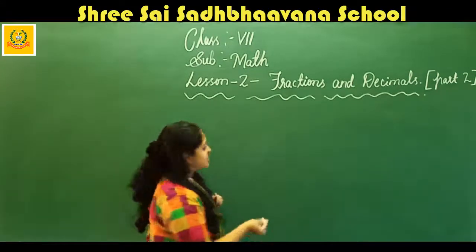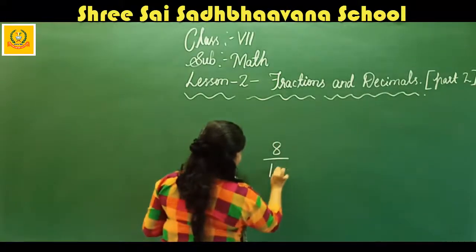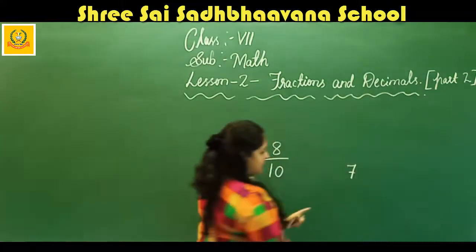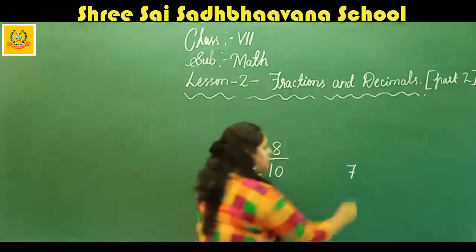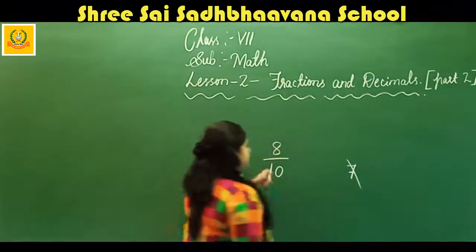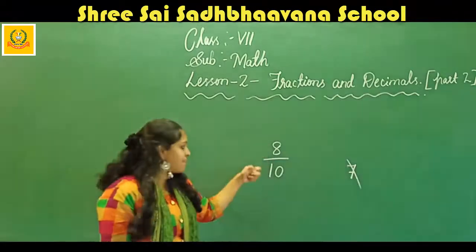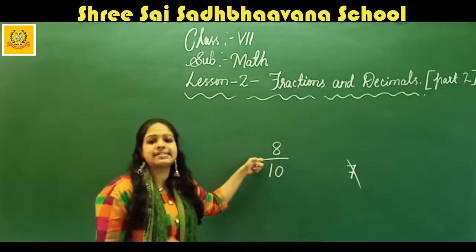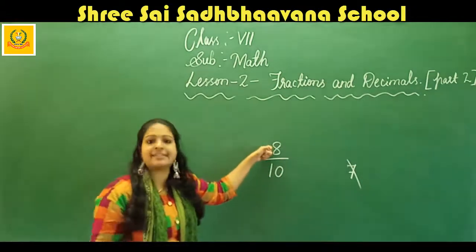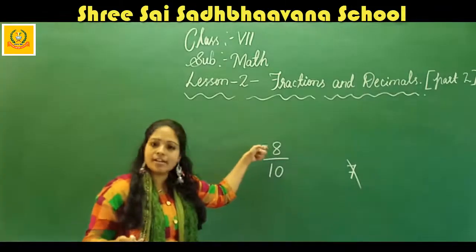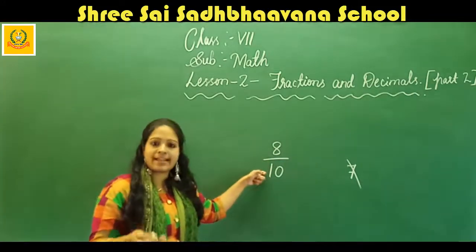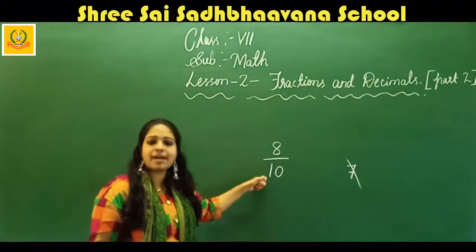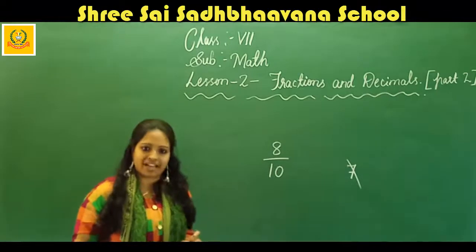How to write the fraction, children? So, this is a fraction, correct? Is it a fraction? No, this is not a fraction. This is a whole number. So, this is not a fraction. Fraction means one number you can see up and one number you can see down, and the numbers are divided by a line. This is called the bar and this is called the numerator. The number which we write above the line is called the numerator, and the number which we write below the line is called the denominator. So numerator, bar or vinculum, and denominator are the parts of a fraction.